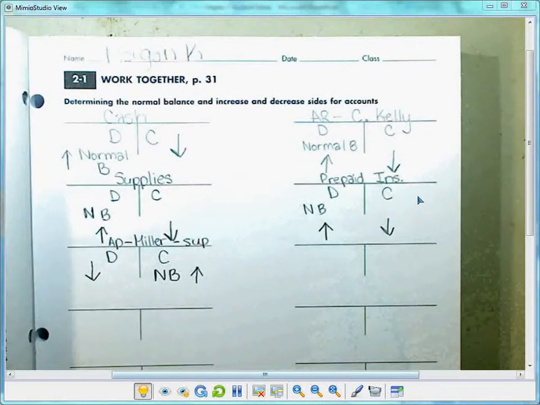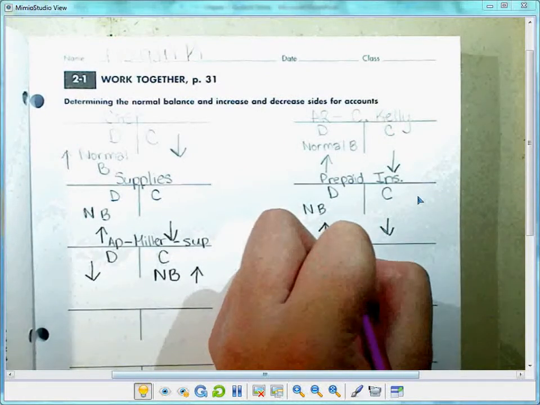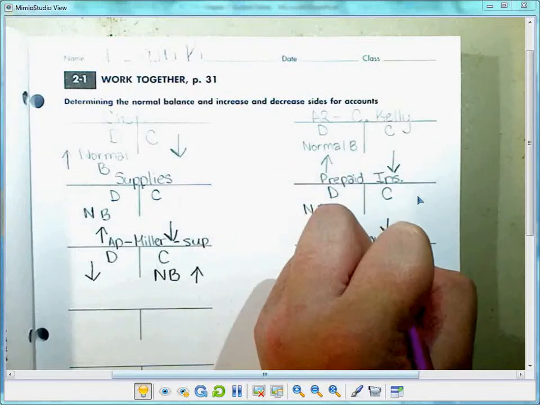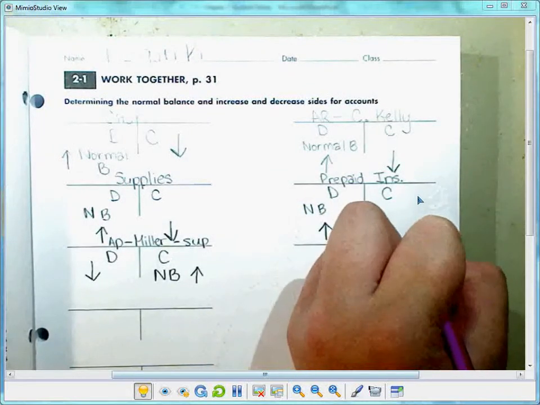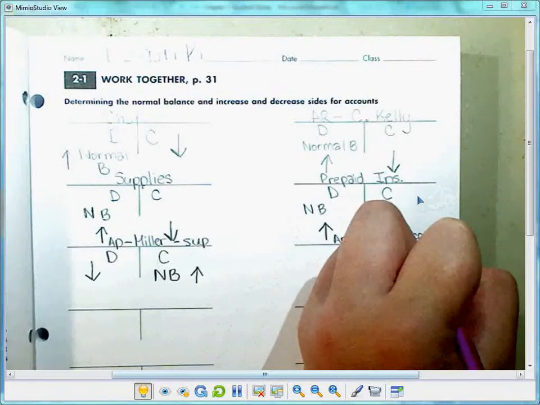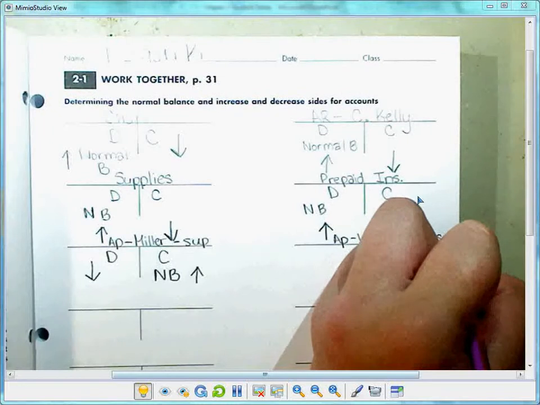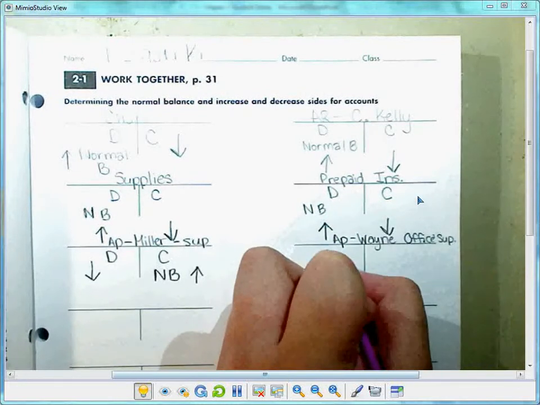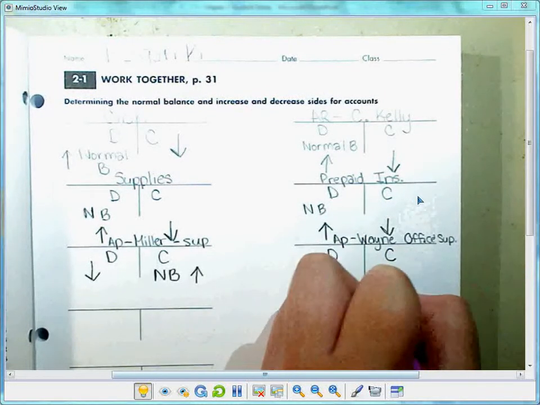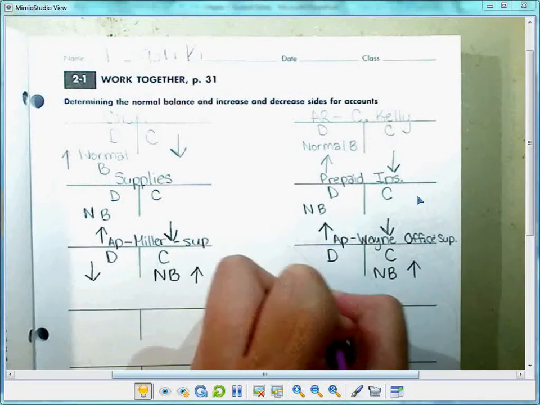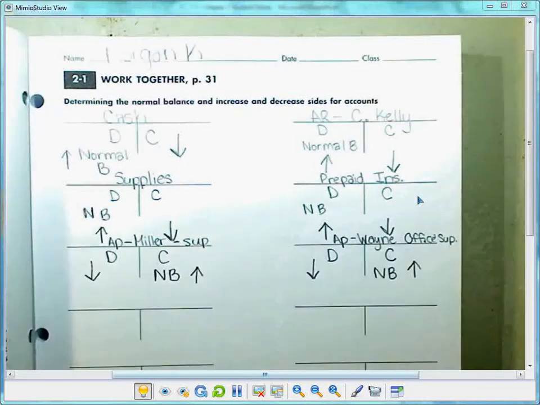Okay, then our next one is accounts payable, Wayne office supplies. So AP dash, and you really can't abbreviate anything until you get supplies. Maybe you could do OFC for office. So debit and credit, debit's left, credit's right. Normal balance, credit, so it goes up on that side, down on the debit.